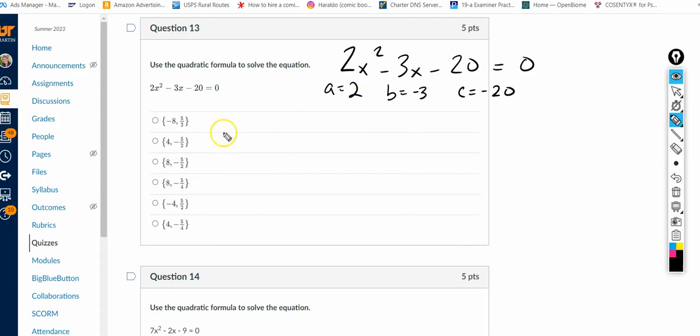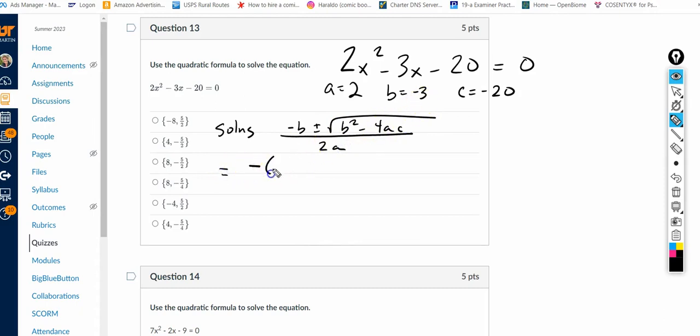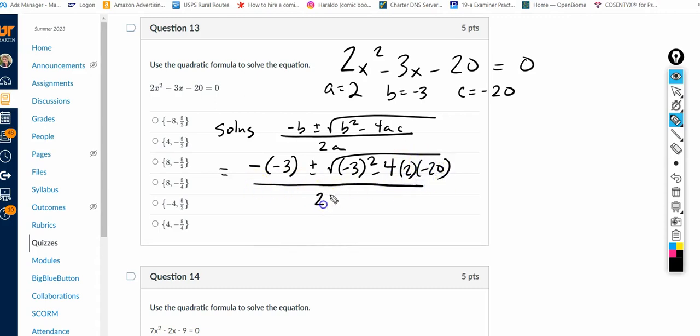So the solutions will be minus B plus or minus the square root of B squared minus 4AC all over 2 times A. So I'm going to have minus B. B is negative 3 plus or minus the square root of B squared minus 4 times A times C all over 2 times A. So the negative of negative 3 is 3.